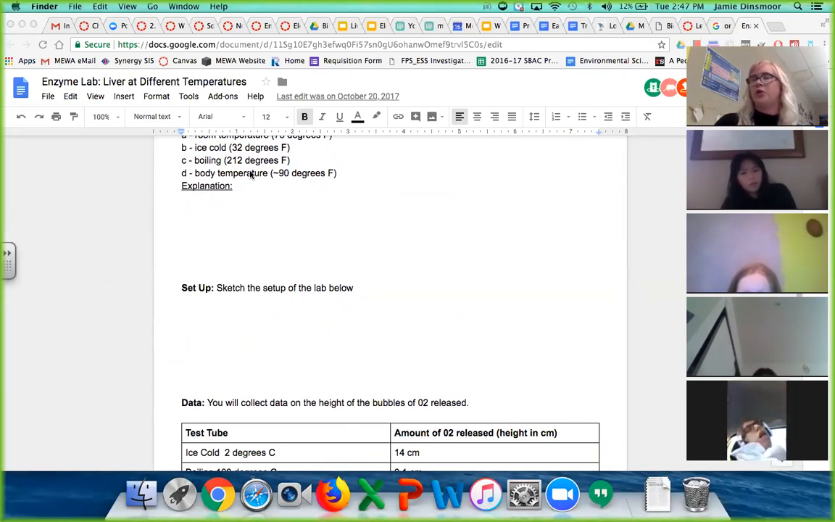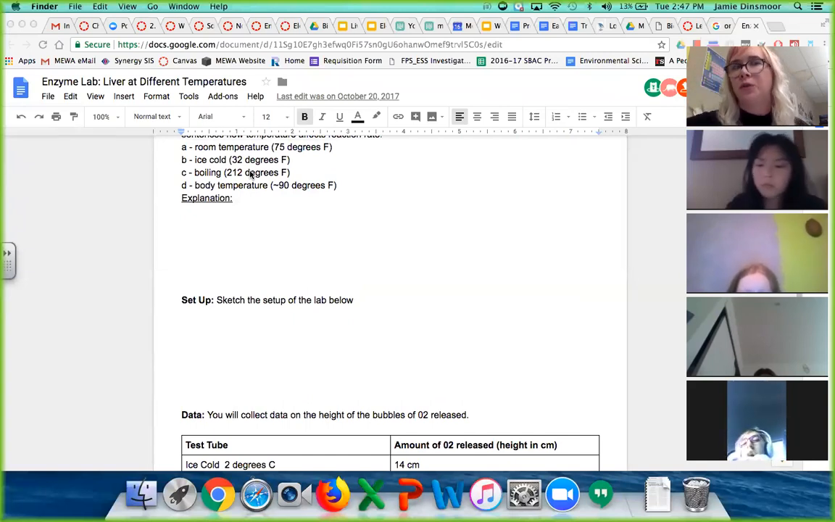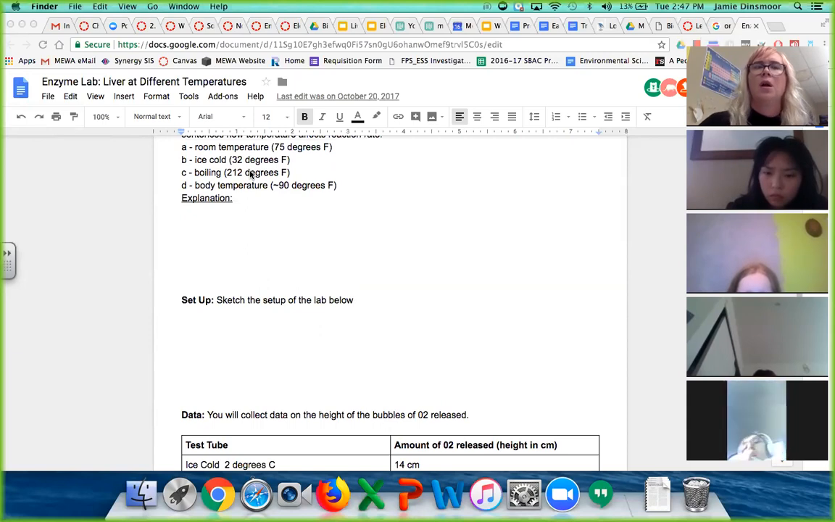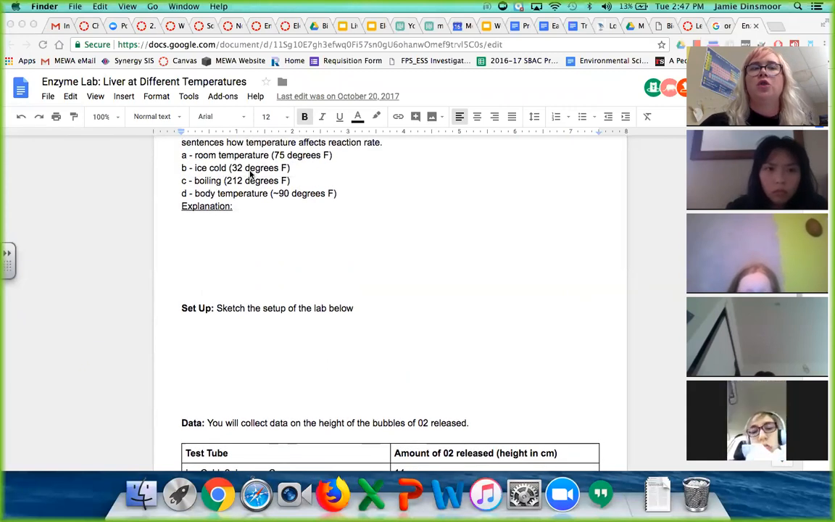Boiling, right, is 212 degrees Fahrenheit. Celsius, it is 100. Ice cold, right, we're going to get it as close to 32 degrees as possible. Again, that would be close to 0 degrees Celsius. And then room temperature, I believe it's about 70 degrees in the room. Celsius, that would be, what, like 22? So make sure you have an explanation and you choose one of those things.